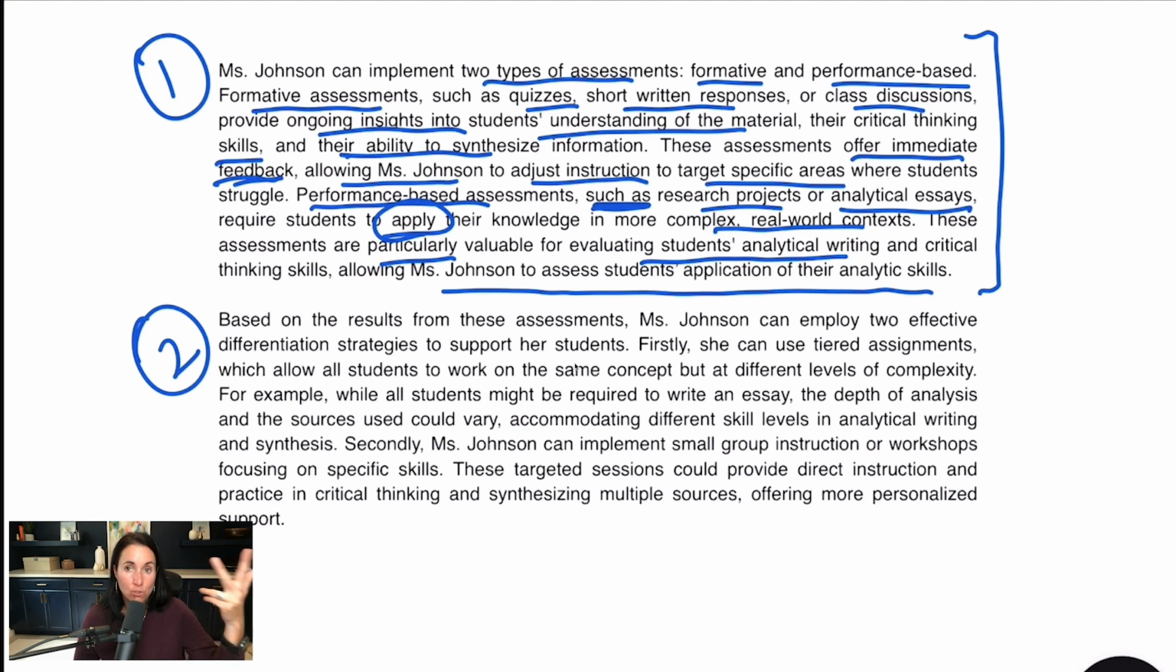Like we say, quizzes, short written responses, class discussions, analytical essays, research projects. And then we talk about how she can use that to make decisions. So number 1, we're good. Task number 2 is going to be, now what do?